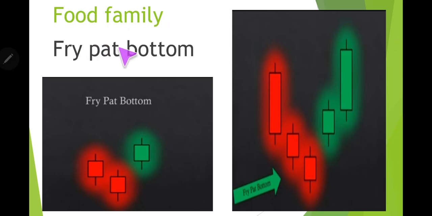Under the food family, we've got the fry pan bottom. The fry pan bottom looks like this. It will appear towards the end of a downtrend, signifying a reversal to the upside. You'll find that after this candle, the market will open with a gap up. That gap up simply means the bulls are in control, and immediately after that the bulls kick in. That is a strong bullish reversal. It takes the name fry pan bottom because it resembles the shape of the bottom of a frying pan.